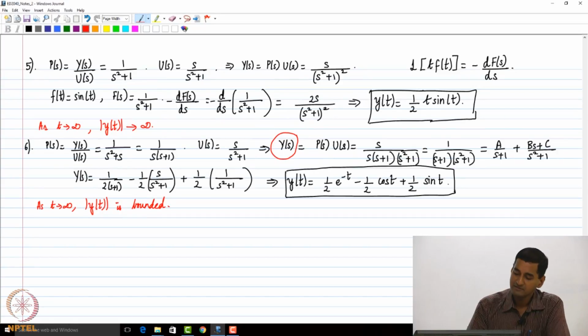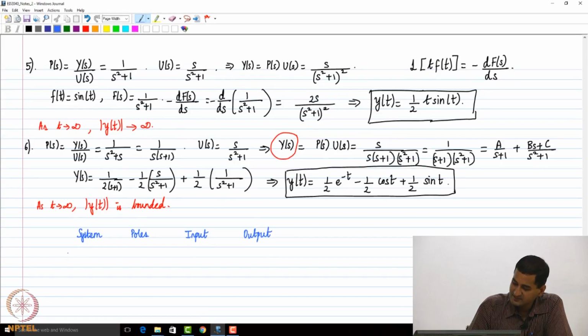So let's do this. Let's construct a simple table. So let's say a system, poles, input, output. Okay, so let's do this.